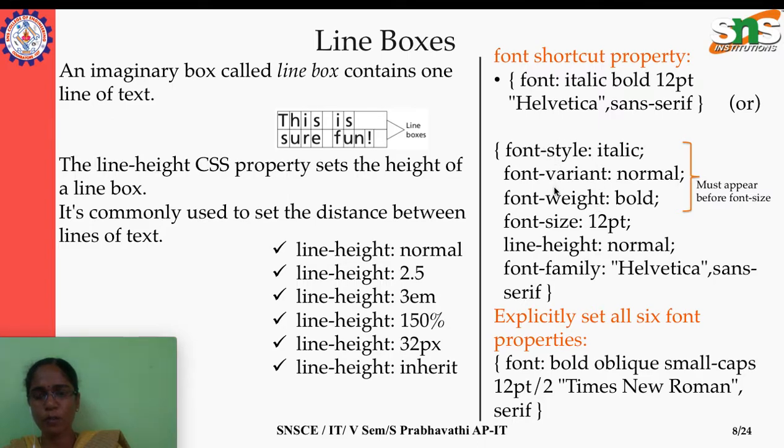So these 3 could be mixed up in any order, but if we are mentioning any one of these properties, it should appear first before the font size. All these 3 properties must appear before font size. If we are mentioning any one of the values, then after font size we should not have the font weight to be bold. You have to make a note of that while applying the shortcut for the font property.